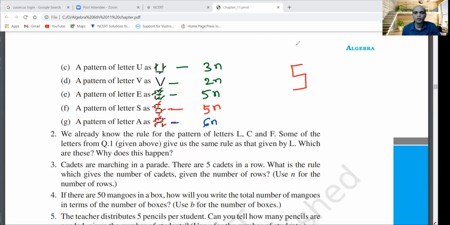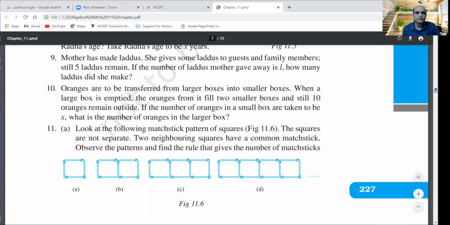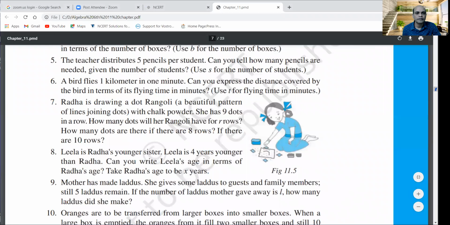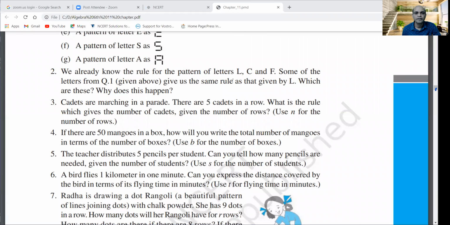Now let us go to question number 2. In question number 2, we will solve this question properly. Now question number 2 has come. Let us see how it is. We already know the rule for the pattern of letters L, C, F. Some of the letters from question number 1, given above, give us the same rule as that given by L. Which are these? Why does this happen?